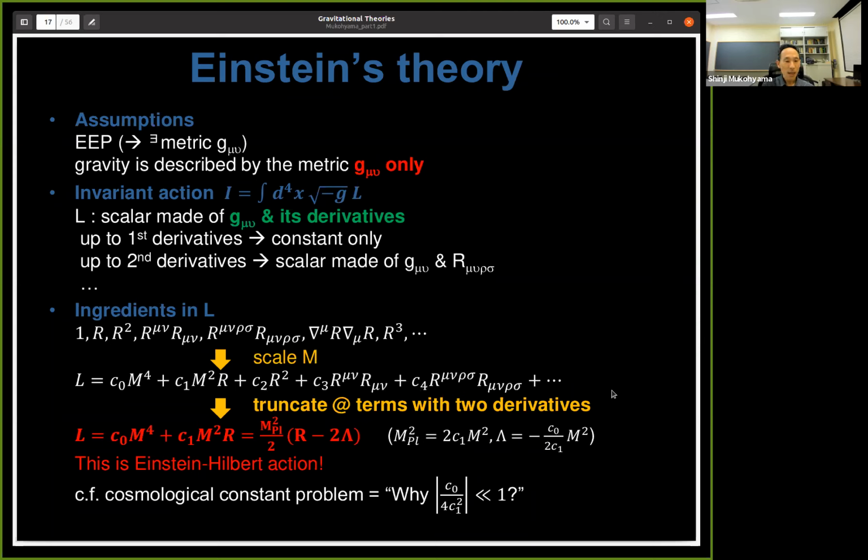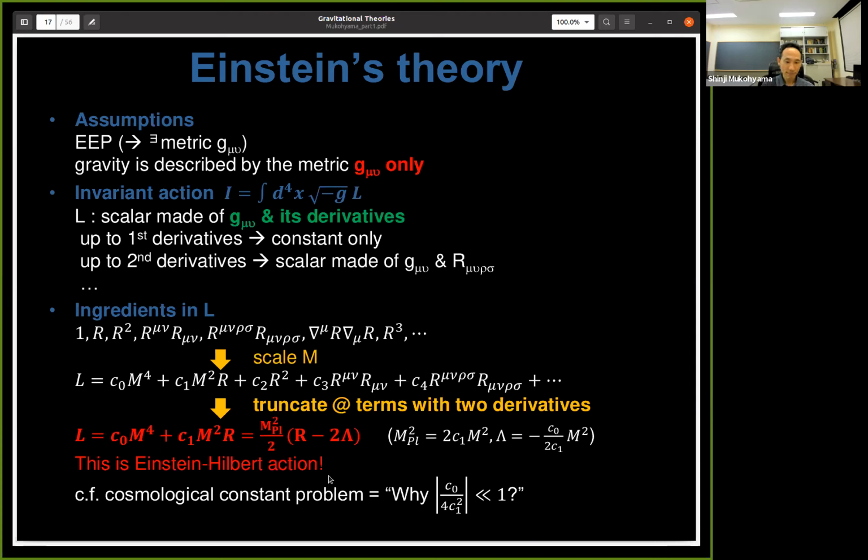But at low energy we can forget about the higher derivative terms, because they are not important at long distance and long time scale. Then we end up with these two terms, just a constant and the Ricci scalar multiplied by some constants. If we define M Planck squared and lambda in this way, then we have the standard Einstein action. So if we assume these two, then we naturally have Einstein theory. With these assumptions, Einstein theory is unique at low energy.